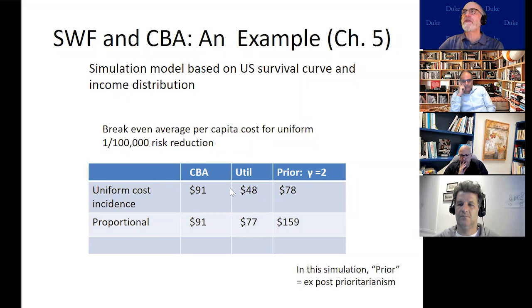By contrast, both utilitarianism and even more so prioritarianism, ceteris paribus, prefer to shift costs onto those who are better off because they recognize that that money has diminishing marginal utility, right? And so both of these approaches are sensitive to cost distribution, and they in particular are willing to impose greater costs for the sake of this risk reduction if those costs are borne by the better off in the shape of a proportional reduction to income as opposed to an absolute fixed reduction.